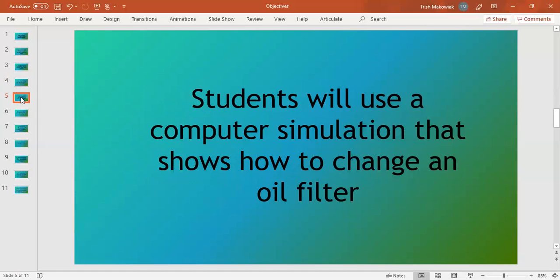Students will use a computer simulation that shows how to change an oil filter. This is an instructor objective. Very good. Yeah. It's more of a description of what we're going to do with them. So, yep, absolutely.